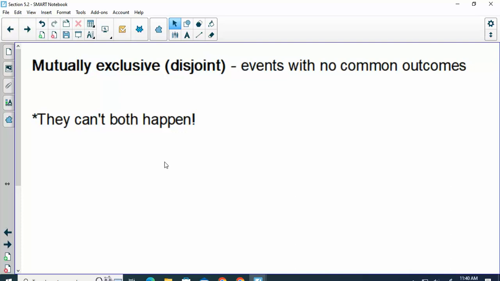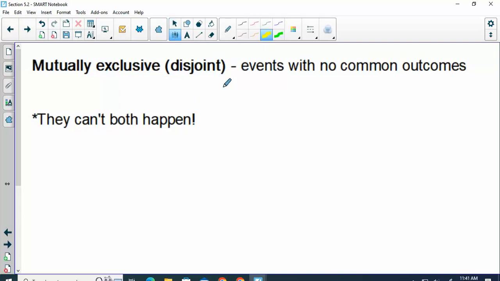For instance, can you be in my 5th hour class and have second lunch shift? No. If you're in my 5th hour class, you have first lunch shift. So it's impossible for you to be in the second. So those would be disjoint events. Second lunch, my 5th hour class. They have nothing in common. Nobody could be in both groups.